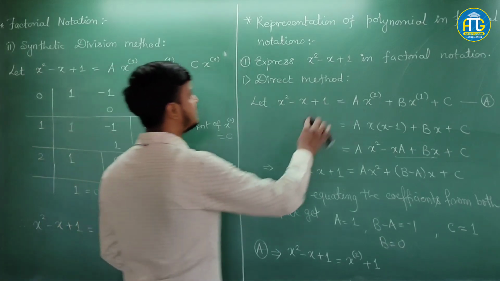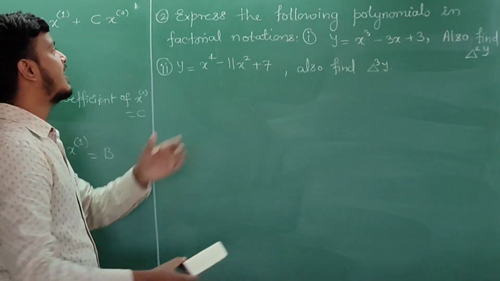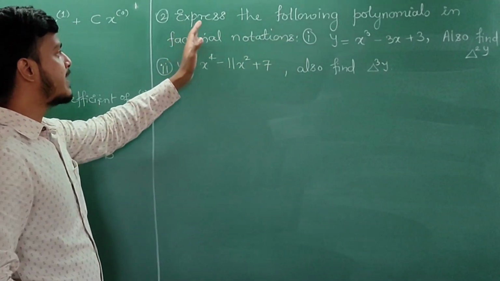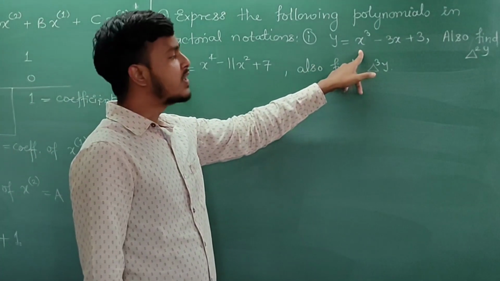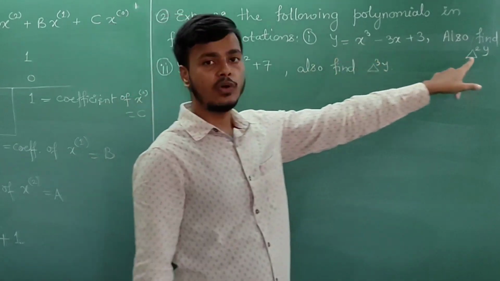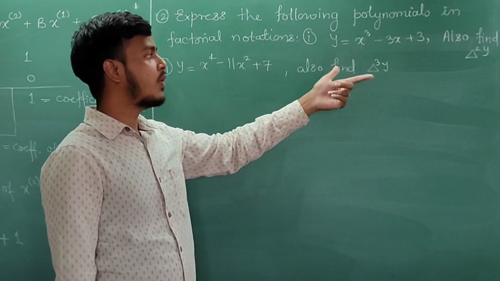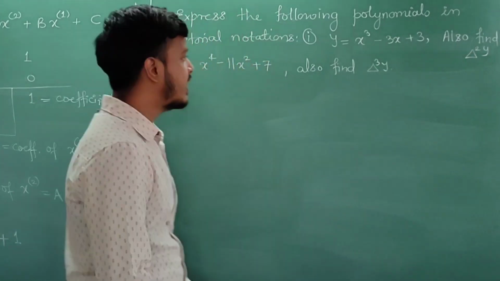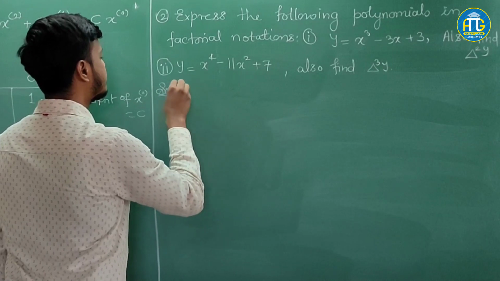So let me write it here. Now we have more examples over here, and this example number 2 comprises 2 problems which say express the following polynomials in factorial notations. One is this. So you have to first of all express this polynomial in factorial notation, and then you have to find out del 2 of y. Because only on factorial notations can you apply this forward difference operator. Okay, so let us first of all do the first problem.